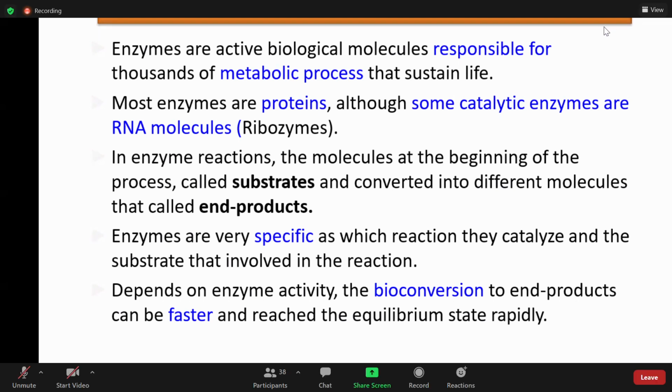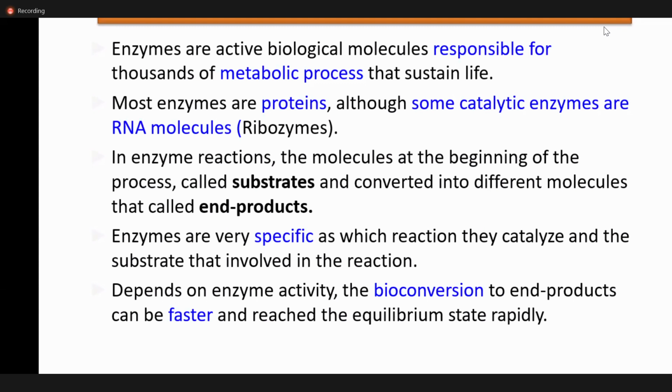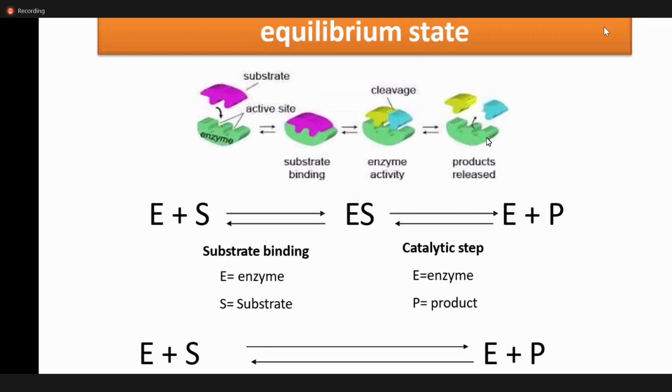Faster, and at the same time it reaches the equilibrium state rapidly. When the rate of the reaction is suppressed or inhibited, then the enzymatic reactions or bioconversions take place.